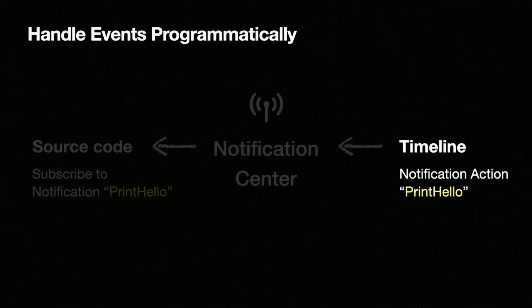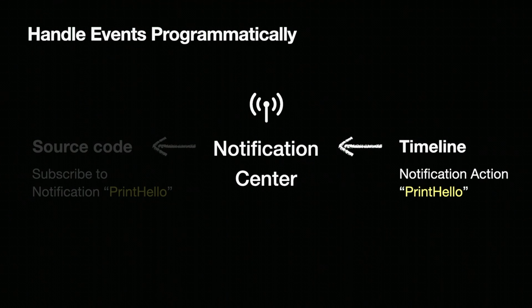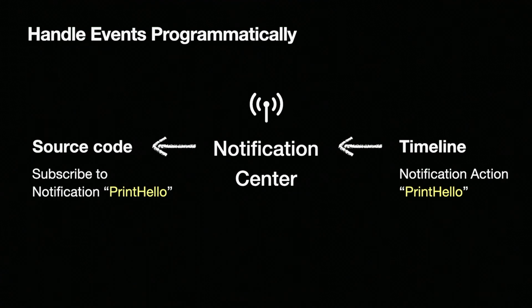Let's say I want to print hello from my timeline, but there's no such print action. What do I do? I can just use a notification action, and I send a notification, print hello. And then this will be sent to the notification center. And on my code side, I can just subscribe to it. And when I receive this notification, I will just use my code to say, hey, print hello.